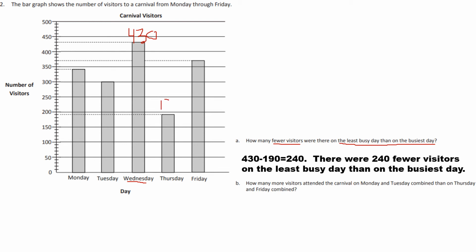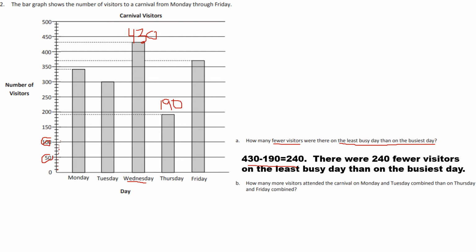Now we can see it's 190 because these are going up by 10. Because we have 10, 20, 30, 40, 50. If I wasn't sure, but then I know from here I'm at 50 and then 100. So then I count 50, 60, 70, 80, 90, 100. So they're going up by 10. So that's how I figured out the numbers. So I then, as you can see, did 430 minus 190 to equal 240. So I said there were 240 fewer visitors on the least busy day than on the busiest day.